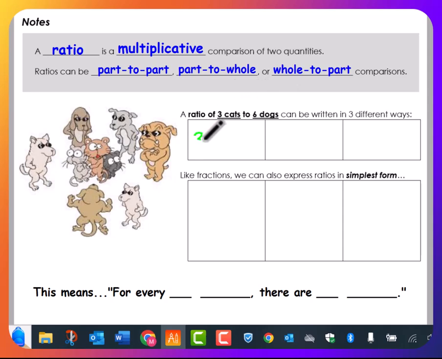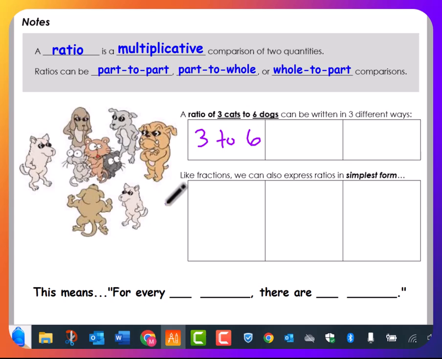One of them, oh, I don't like that color. Let me change it, is to write it with the word to in between. We're not going to put cats, we're not going to put dogs, we're just writing the numbers. So it'd be 3, the word to, 6. So a 3 to 6 comparison, a 3 to 6 ratio.